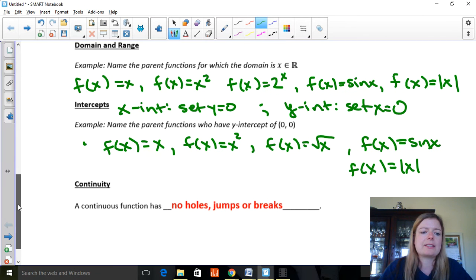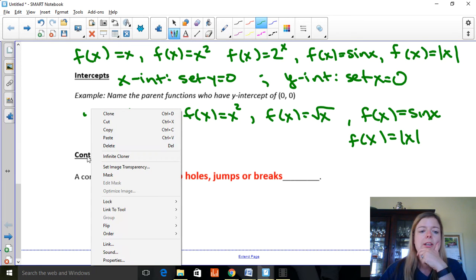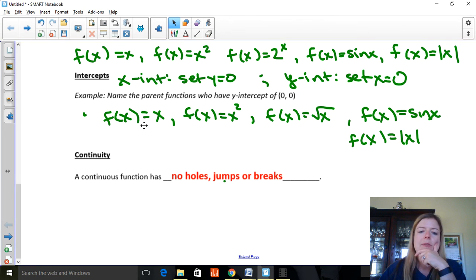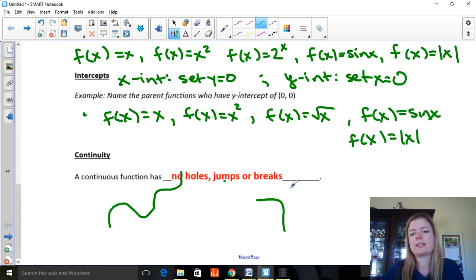You will also be asked, is a graph continuous or not, and how do you know. A continuous function is a function that has no holes, jumps, or breaks. Just think that if you were drawing that function, you would be able to draw it without taking your pen off the page. Something like a reciprocal is not continuous because I would have to take my pen off to be able to draw the rest of it. So that's what continuity is.